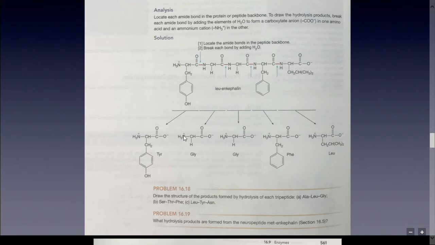And now don't forget the little formal charges. Those are important. If you don't put a formal charge, people are going to make fun of you. So make sure you put those formal charges so people will take you seriously, especially me when I'm grading your stuff. All right, now, so basically we just have these tyrosine, glycine, glycine, phenylalanine, and leucine drawn out how you would see them normally in nature. That's it. Pretty simple, right?